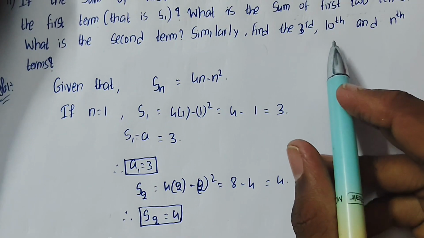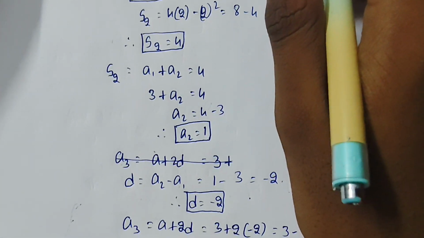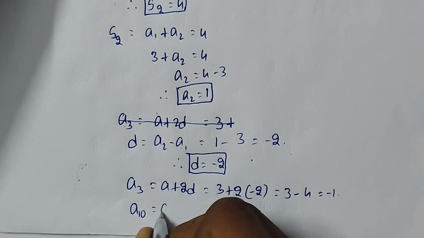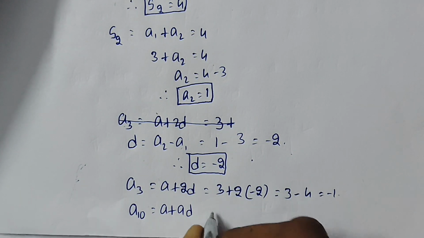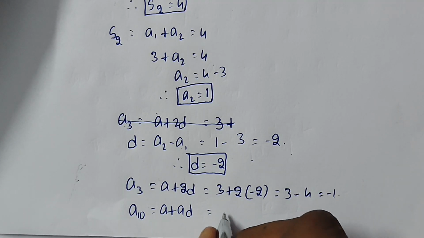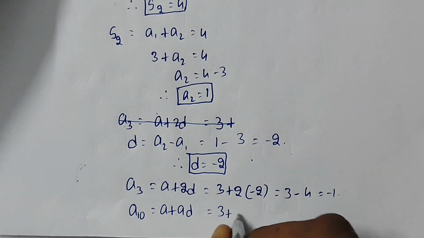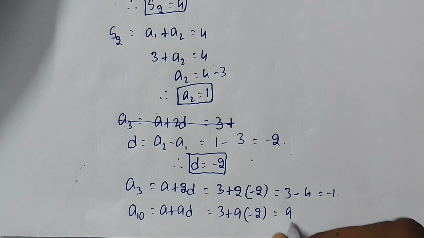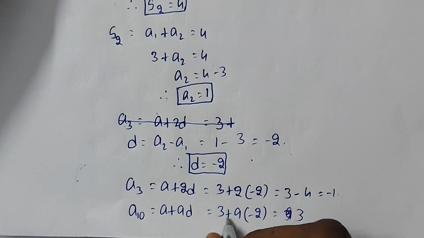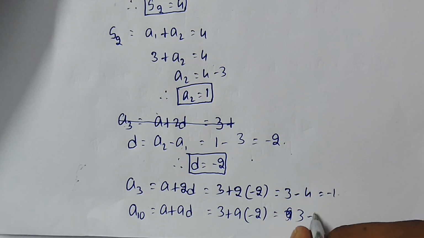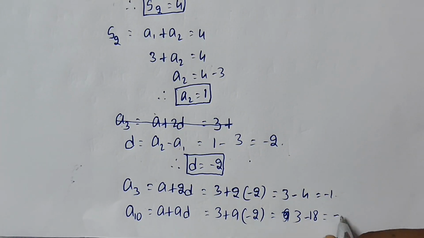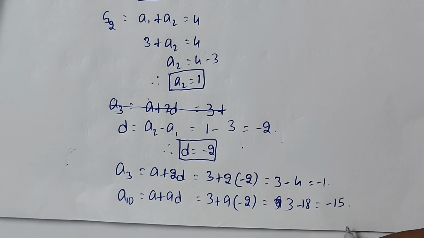Now, he asked to find the 10th term. The 10th term can be written as a10 = a + 9d. The value of a is 3, plus 9 into the value of d, which is minus 2. So 3 plus 9 into minus 2, 9 twos are 18, is equal to minus 18 plus 3, which is minus 15. Understand?